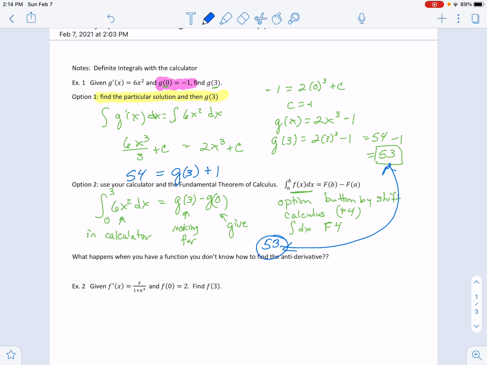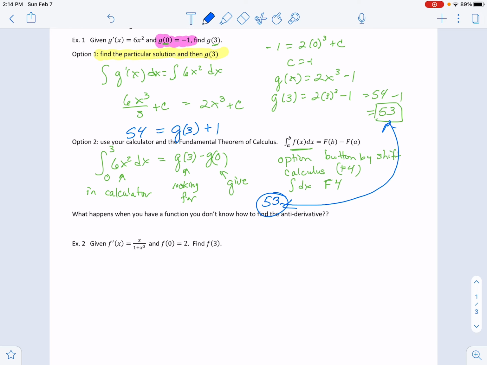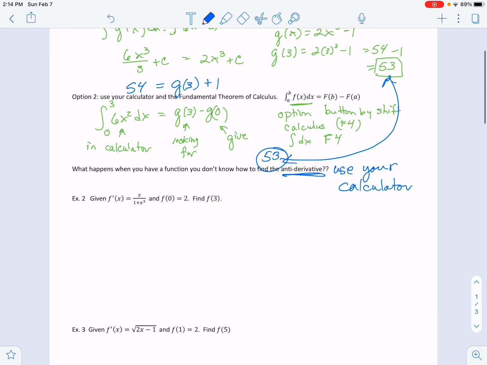Okay? So what happens when you have a function you don't know how to find the antiderivative? Use your calculator. Now, mind you, on the quiz next class, this is not going to be on it because there is no calculator on the next test. So this is good stuff to know. It won't help you on the quiz. Okay, so let's move forward.